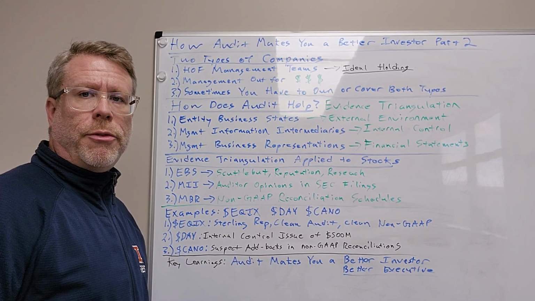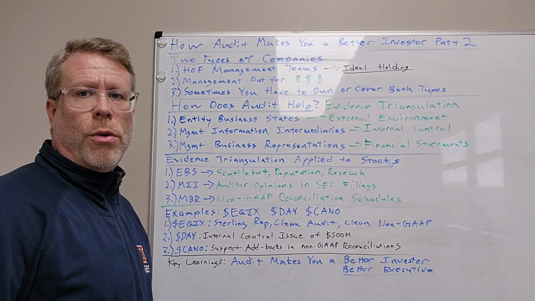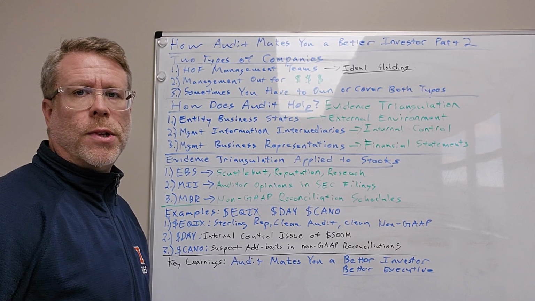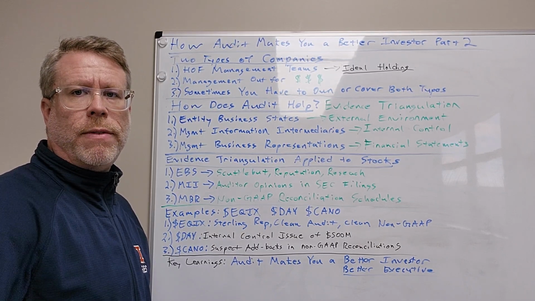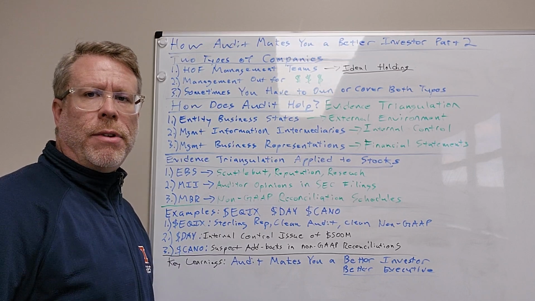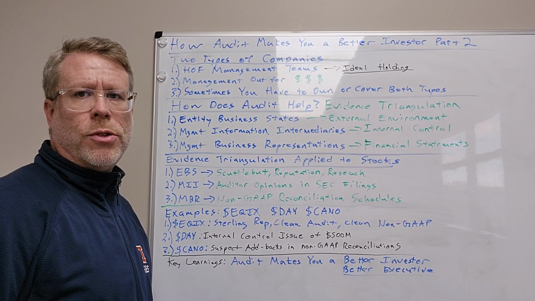Now the problem is that if you're a buy-side investor or a sell-side research analyst, sometimes you have to own and cover both types of stocks. So how does audit help you as a public equity investor? It's about this evidence triangulation framework, and there are three components to evidence triangulation.